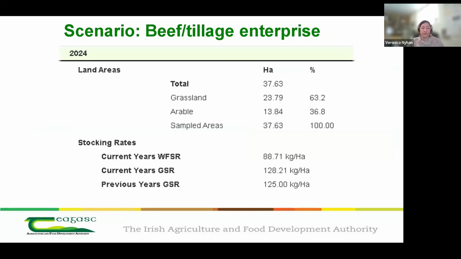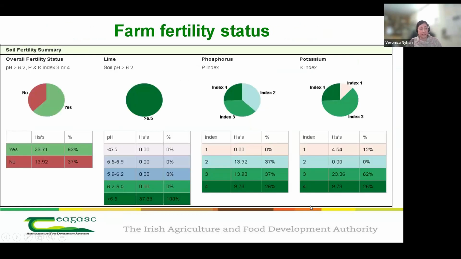So just to finish up, this is taken from a nutrient management plan prepared for a client of mine who's in a mixed beef tillage enterprise. You can see there the grassland stocking rate on this farm is just under 130. 63% of the farm is in grassland and 36% in tillage. The fertility status of the farm is given there, and you can see that there is a P issue on the farm. 37% of the soils are index 2, and approximately 12% of the soils are index 1 for potassium.